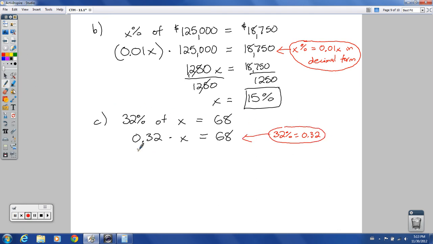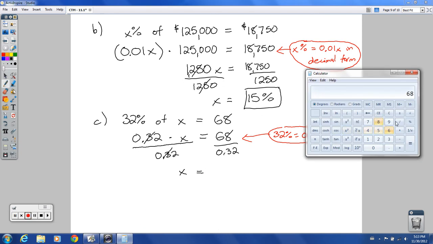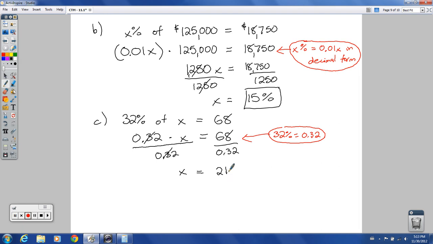And how can you solve for x from here? You could get rid of this multiplication sign in between and write it right next to each other, or you could just go right from there and just divide by 0.32. So you can divide by a decimal, that's okay. This number should get bigger because you're dividing by something that's less than 1. And so this put into a calculator ends up being exactly 68 divided by 0.32, exactly 212.5. And that would be your final answer.